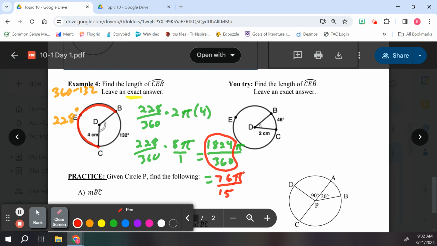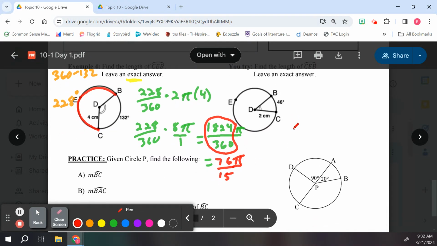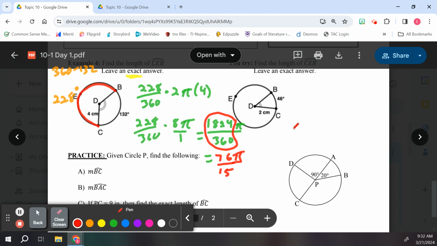And honestly, the days of 3.14 or 3.15 or whatever you used in middle school are over. If we're going to be multiplying this, we want to use as many digits as possible, so we'll use the symbol pi in our calculators if we need an approximate answer. Okay? Questions on that? I want you to do the you try it and the practice on your own. We'll go over those in a few minutes. Again, be careful, leave it as an exact answer.